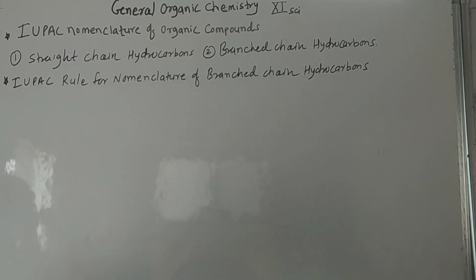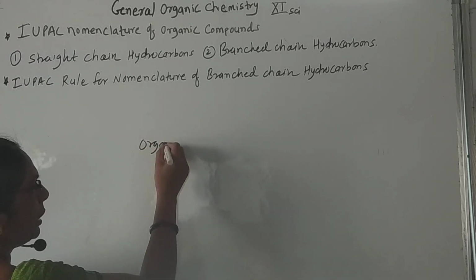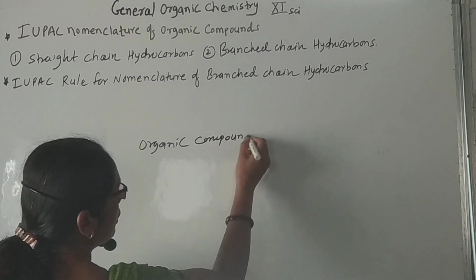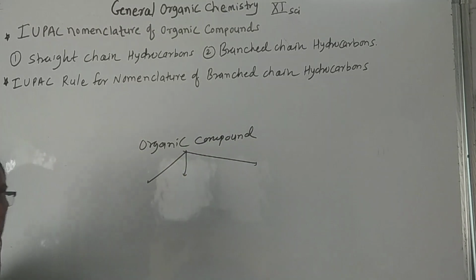Hello students, now we are discussing our chapter General Organic Chemistry. In the last lecture, we discussed IUPAC nomenclature for organic compounds. In that lecture, we discussed that in the nomenclature of organic compounds, three important parts are there.